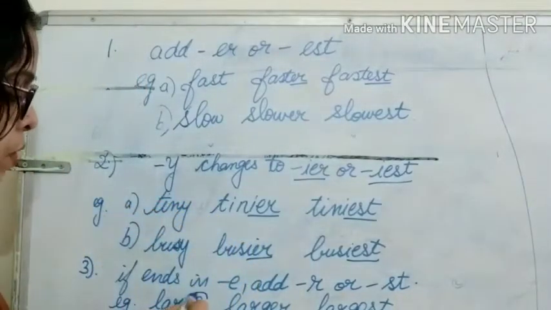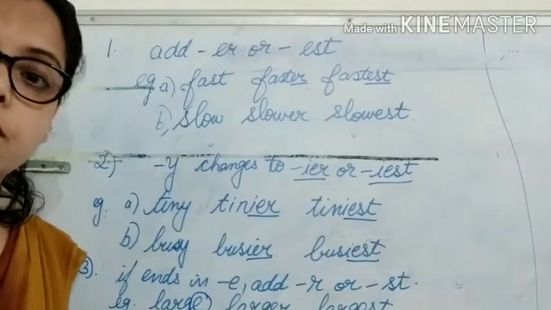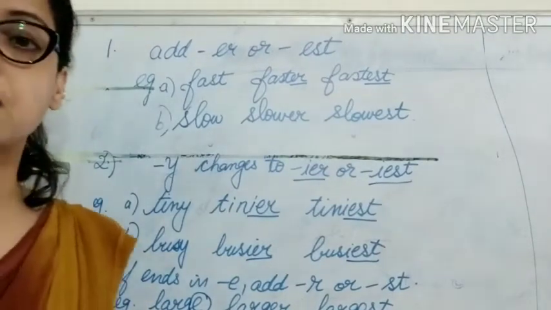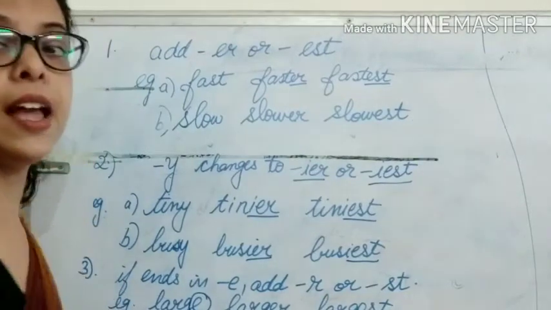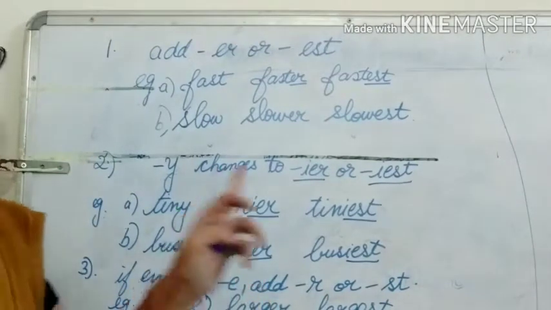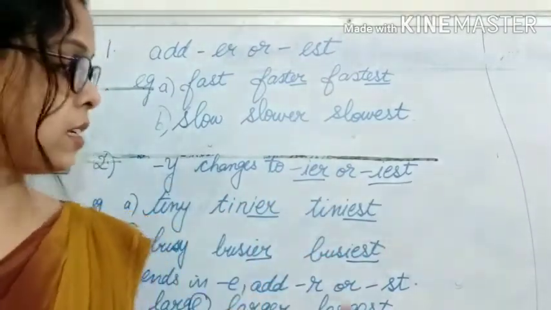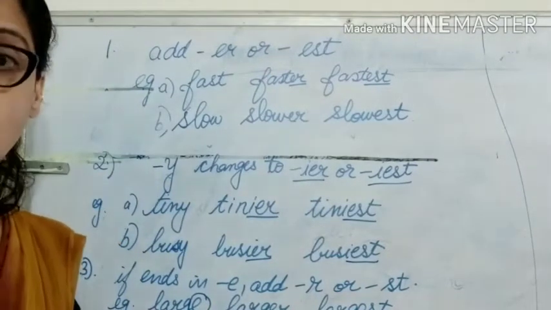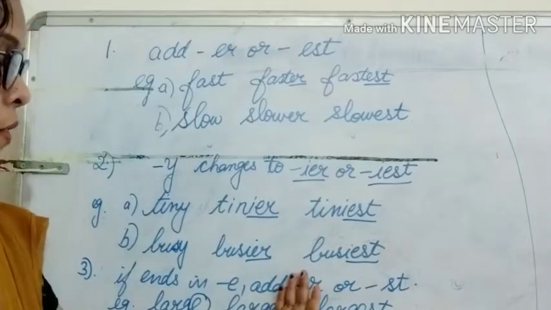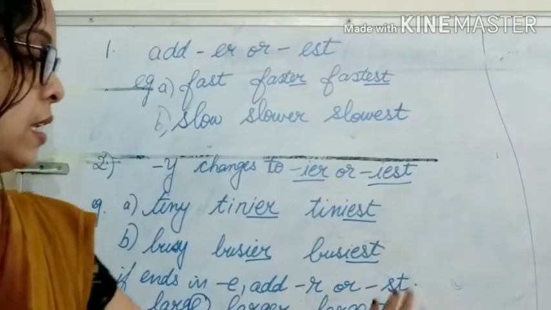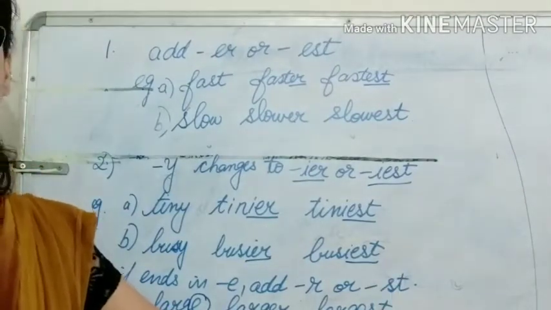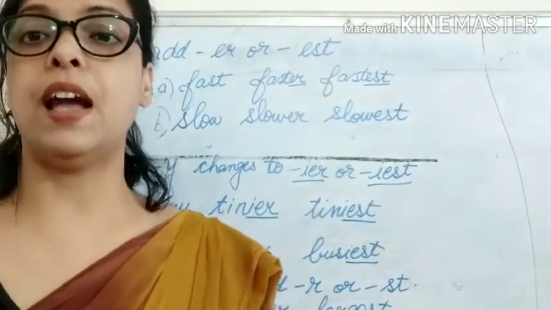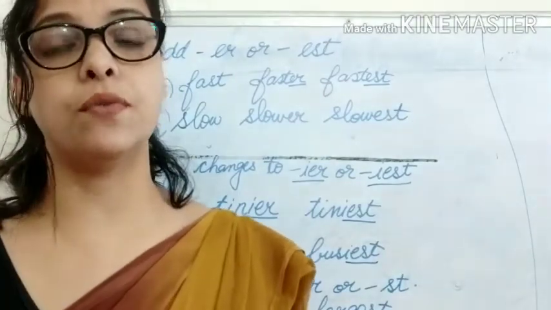Example, large. See, this word is ending with e. For the comparative form, we will simply add r, and for superlative, we will add st. So here we don't need to add er or est. We will add r and st to the original word. Large, larger. So we add just r, not er. Remember, large is the original word, and we have just added r. And see, large is the original word, and we just added st, and it becomes the superlative degree. So the words which end in e, we simply add r for the comparative form and st for the superlative form.